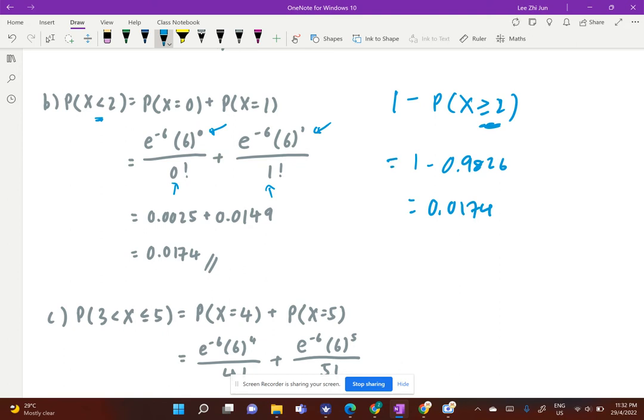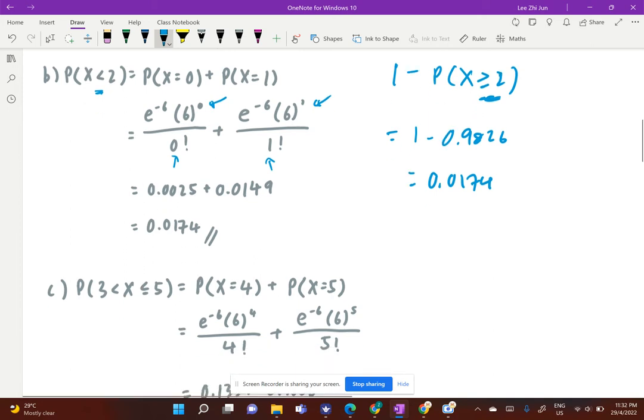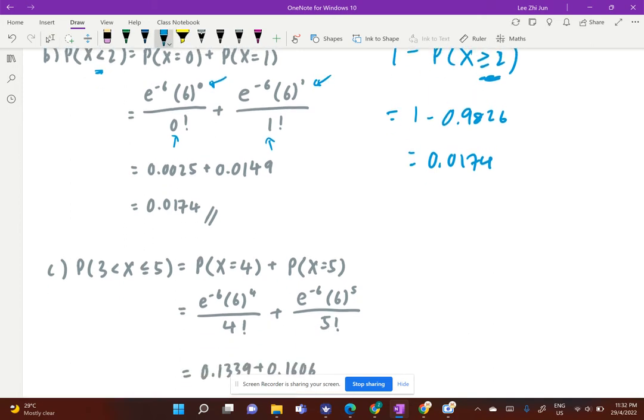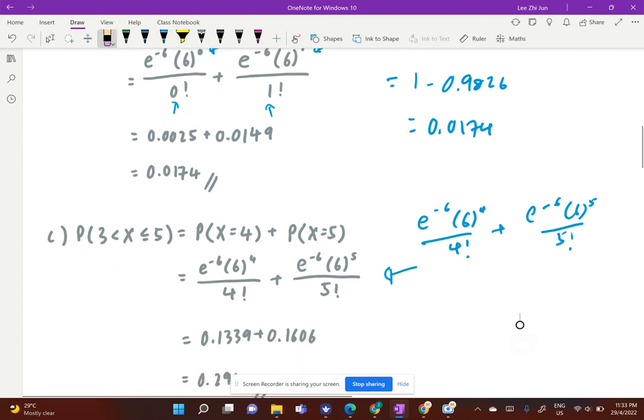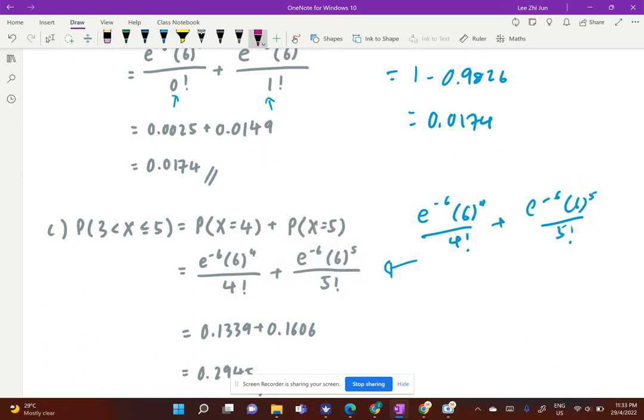Next is P(X larger than 3 and smaller than or equal to 5). So it does not include 3 but includes 5, so P(X = 4) plus P(X = 5). First, I can use the formula: e to the negative 6 times 6 to the power of 4 over 4 factorial, plus e to the negative 6 times 6 to the power of 5 over 5 factorial. Or I just use the second method.